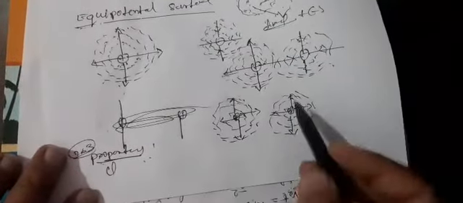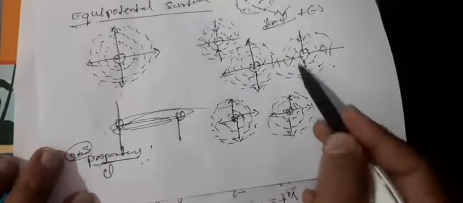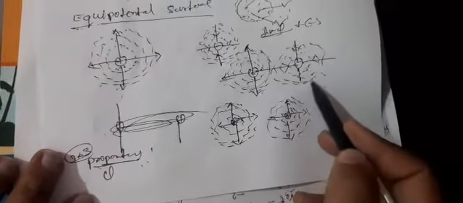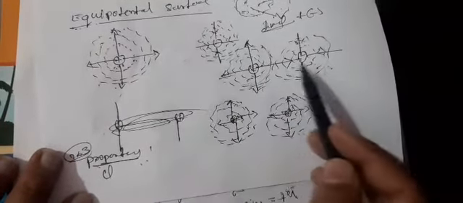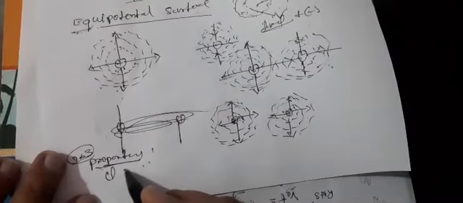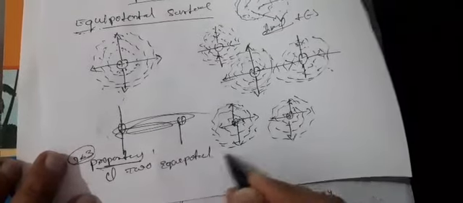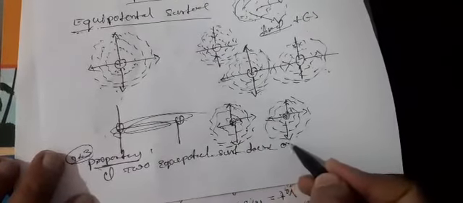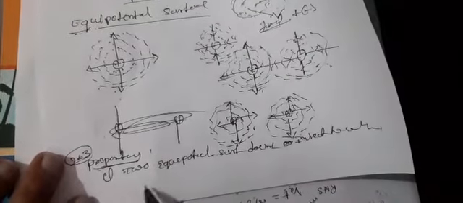First property: see the diagram, this is a positive charge and this is a negative charge. This is one equipotential surface, and this is one more equipotential surface. Two equipotential surfaces do not contact or intersect each other. That is the first property.